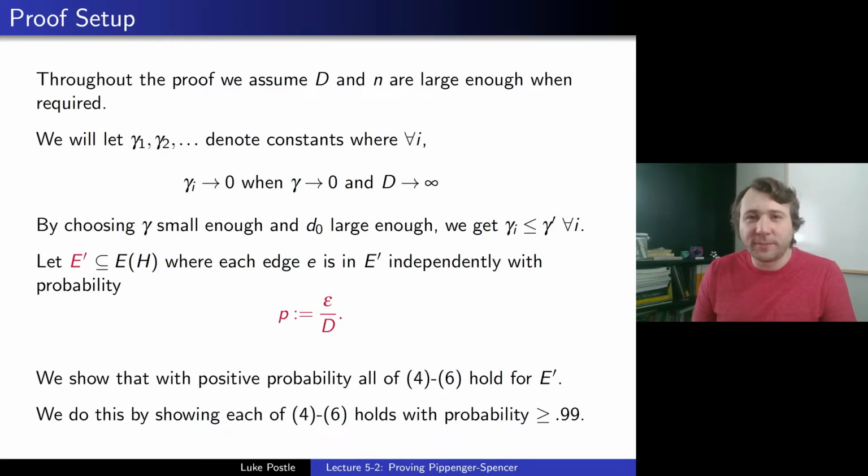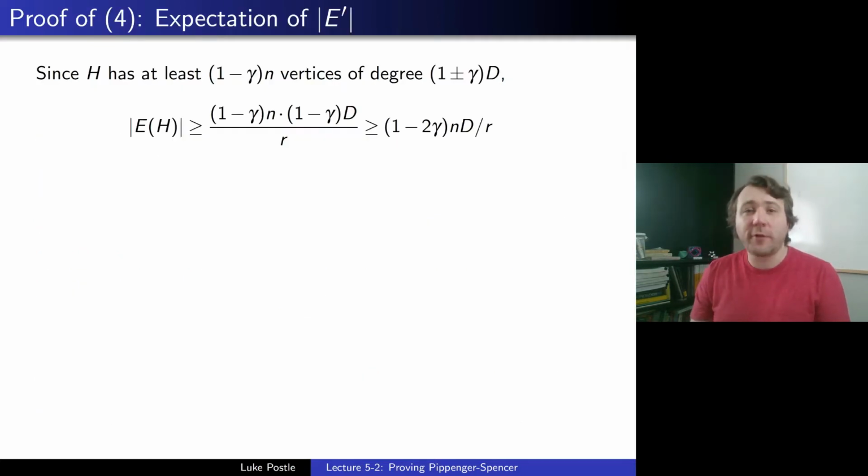On to the proofs. So the proof of 4, which again is about E prime, let's start with the expectation. To do that, we'll upper and lower bound the number of edges of H. Since H has at least (1 minus gamma) n vertices of degree 1 plus or minus gamma d, we know the number of edges of H is at least (1 minus gamma) n times that lower value, (1 minus gamma) d, all divided by r, since we sum up the degrees, and then it's r-uniform. So each edge will have r vertices. So that'll be at least (1 minus 2 gamma) n d over r, as you get (1 minus gamma) squared. You can lower bound that with 1 minus 2 gamma. And we get (1 minus 2 gamma) n d over r.